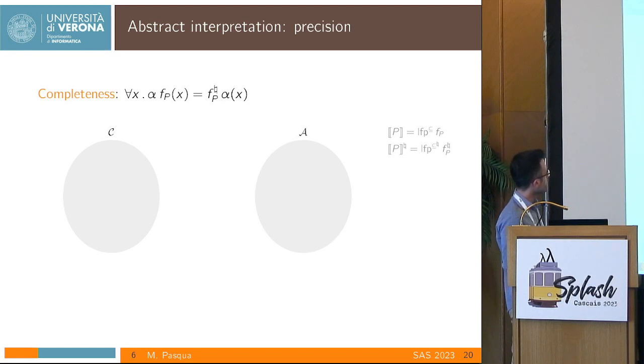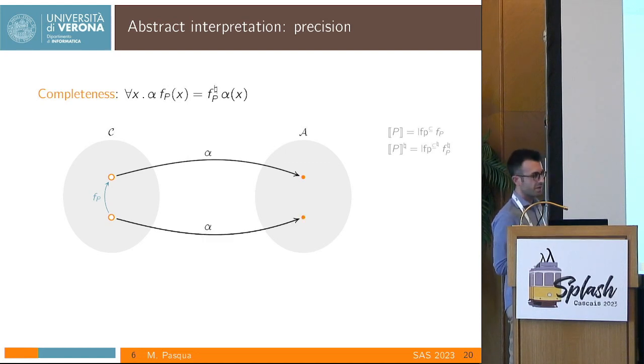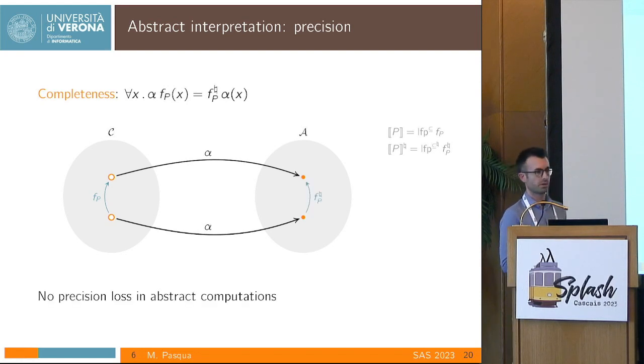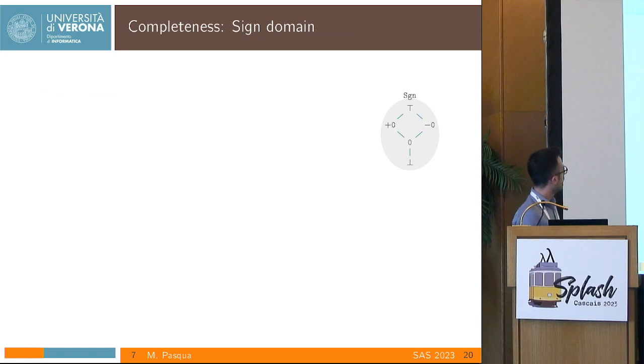So completeness basically says that we don't have a precision loss in the abstract computation, and it is defined on these commutations here. If we compute in the concrete domain and then we jump to the abstract, it is the same as first jumping to the abstract domain and then computing the abstract function. So we don't have a precision loss in the abstract computation. This is the toy example that Roberto used, the simple sign domain.